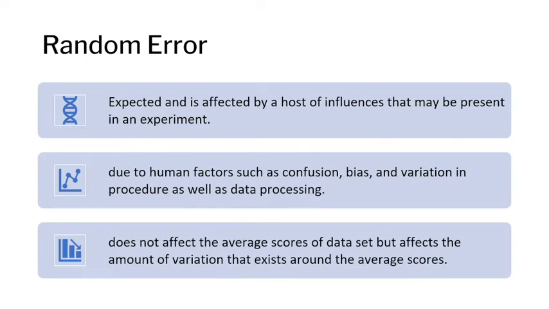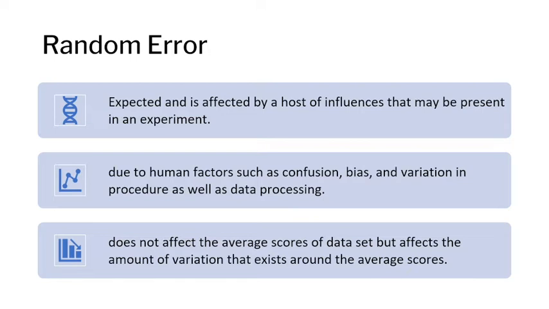Now, random error. When I say random, it just happened by chance. So it is expected and is affected by a host of influences that may be present in an experiment. It could be due to human errors such as confusion, bias, variation in procedures, as well as data processing. For example, the researcher is just confused about how to do this, what to do. When I say bias, for example, you have an inclination to say, oh, that person is really beautiful because you might be inclined to like that person.